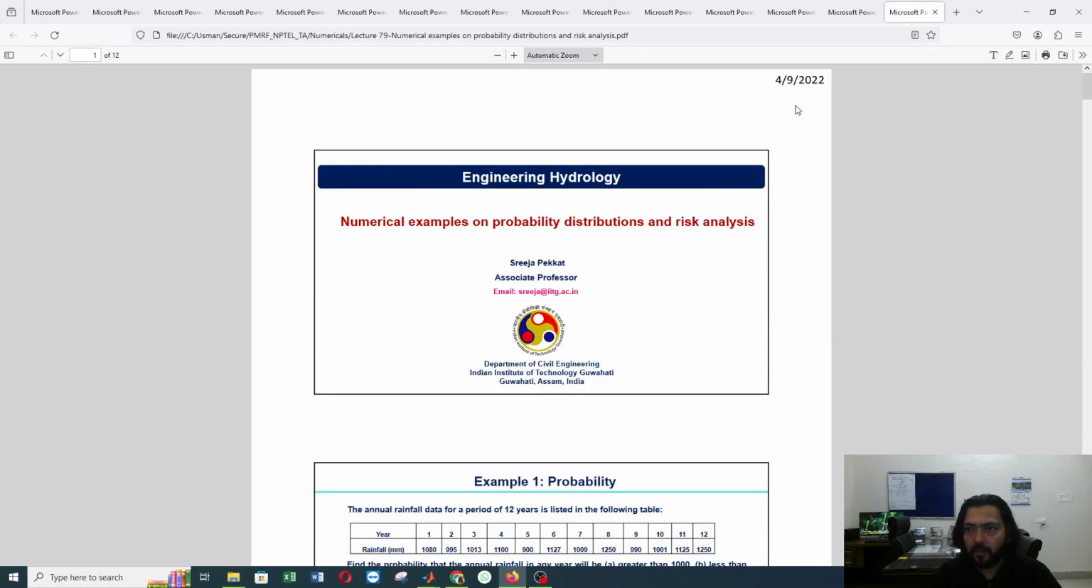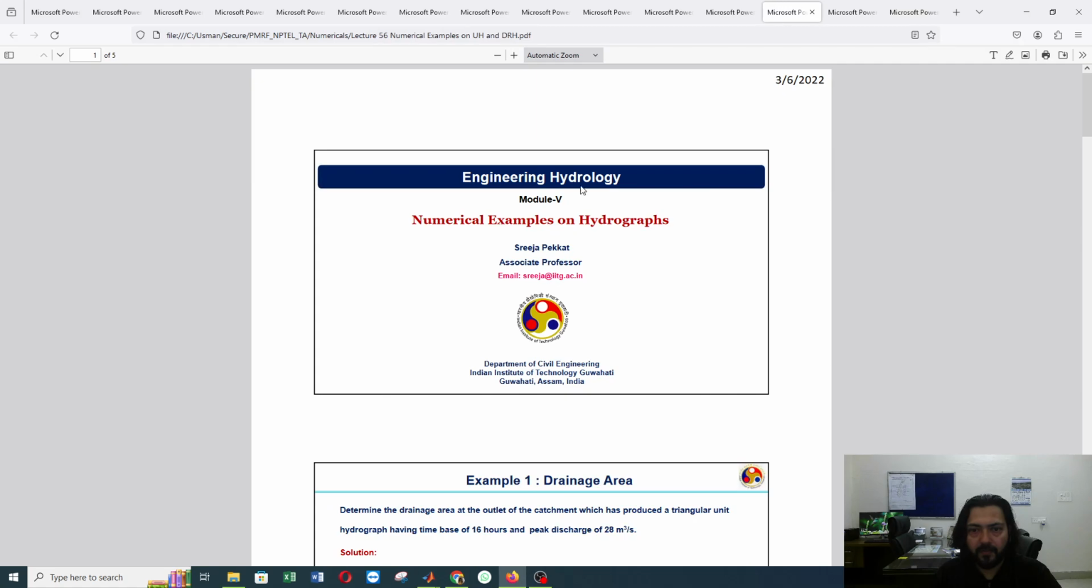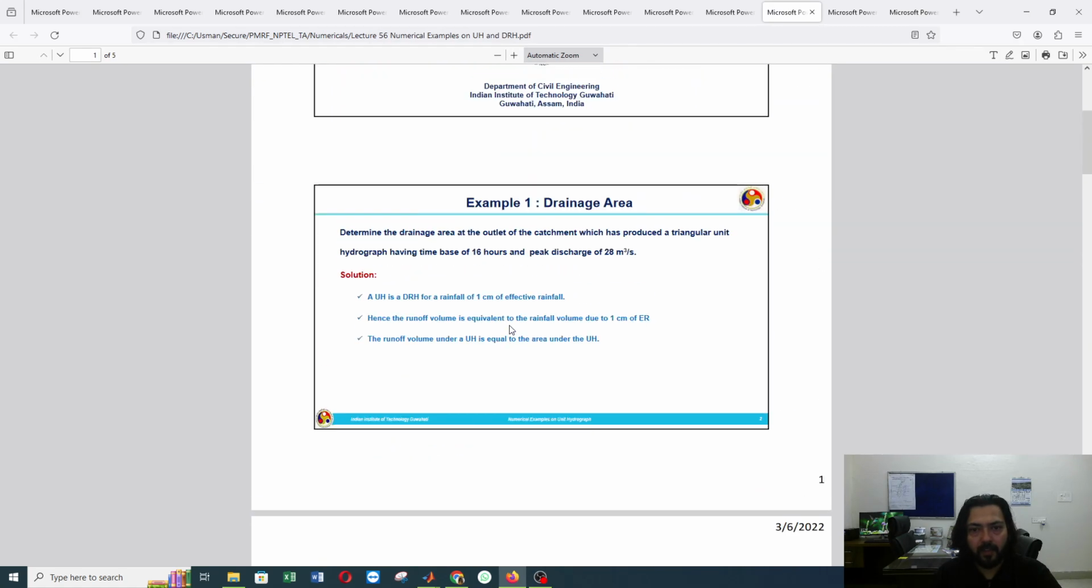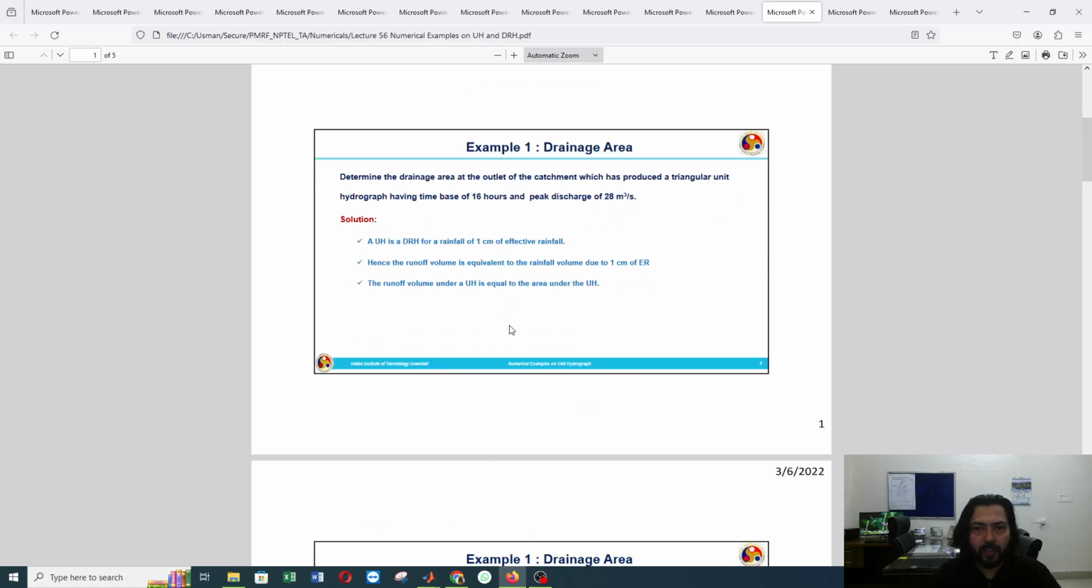I think numericals on flood routing are left. We'll revise a few numericals on flood routing. Like we have seen this numerical on how to calculate the drainage area, right? Here the concept we are going to use is the triangular unit hydrograph. In the case of a triangular unit hydrograph, we are going to calculate the area within the triangle, right?